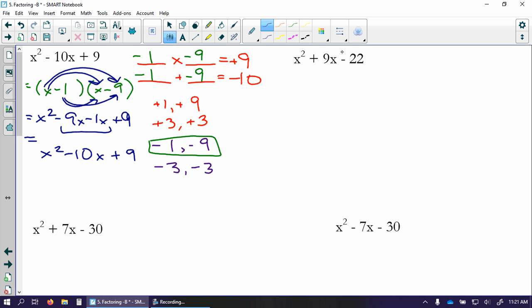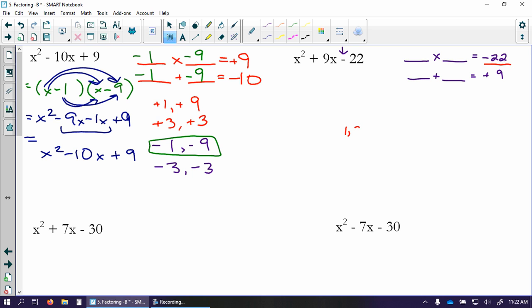So when we have a negative sign in our C term, this is where things are going to get a little bit different. So same basic setup. We need two numbers that multiply to give negative 22 and add to give positive 9. So the negative 22 is the key. So what are the factors of 22 without the sign?